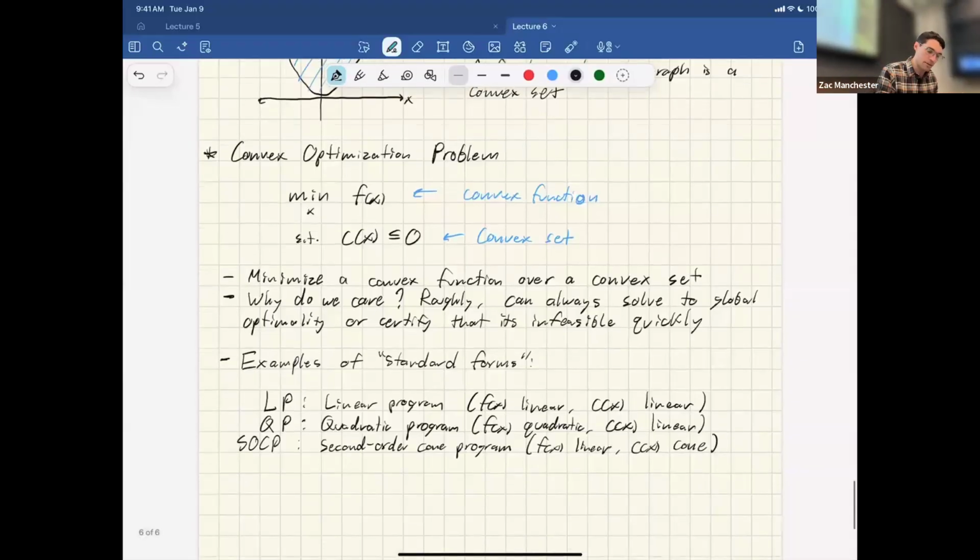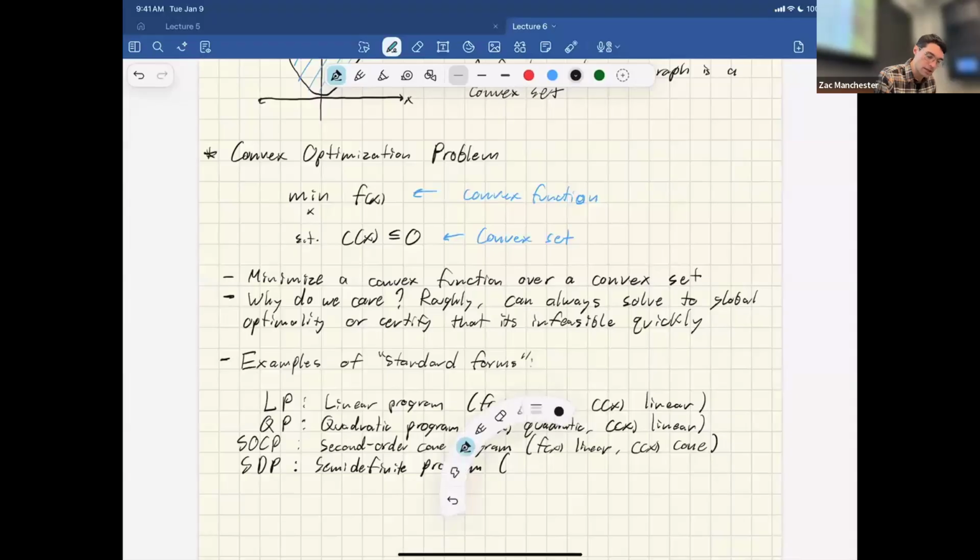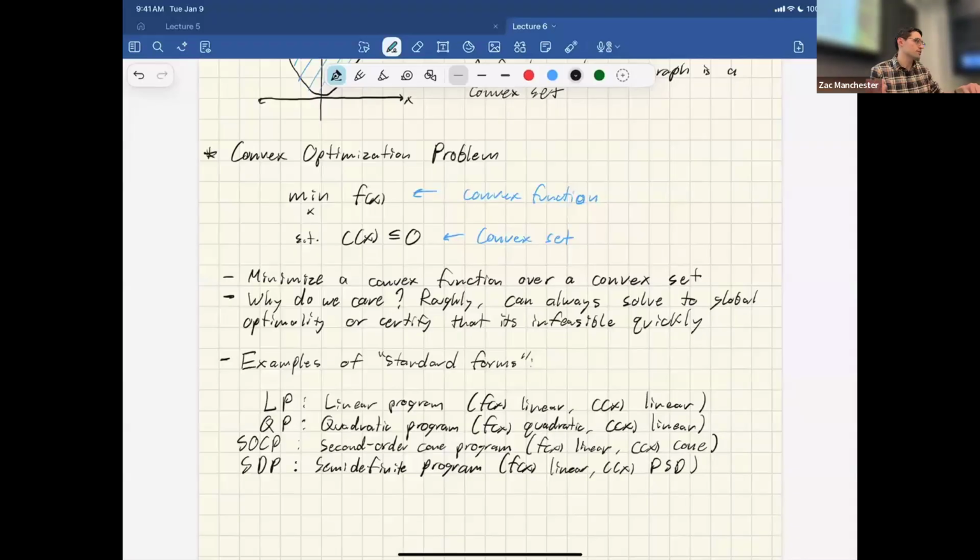And then the most general of these that has a standard solver, which is actually what we're going to end up needing for this, is called a semi-definite program, or SDP. These also show up a whole bunch in classic robust control settings, like designing linear control laws. Here, f of x is linear again. But now c of x is a positive semi-definiteness constraint on a matrix. So it's saying a matrix has to be positive semi-definite or positive definite.